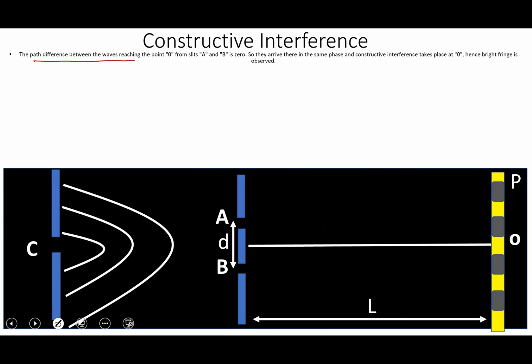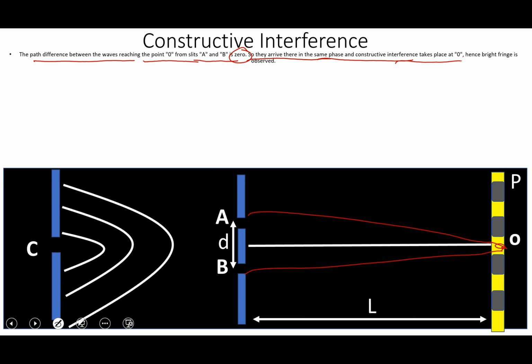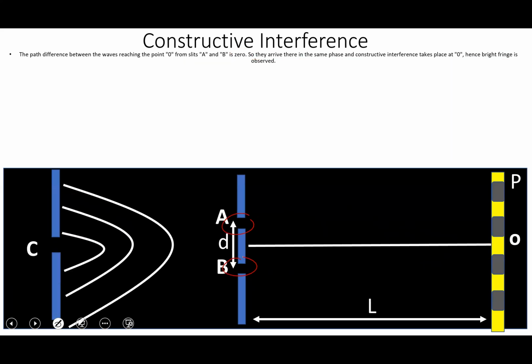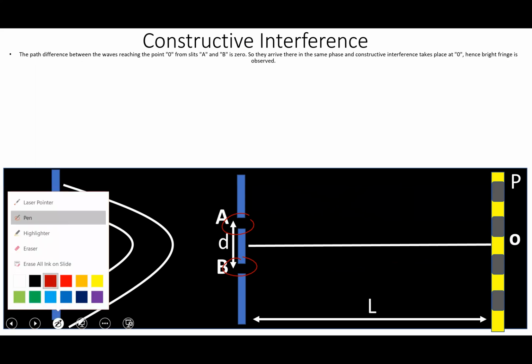The path difference between the waves reaching point O from A and B is zero. That means when they both arrive at the same time at the center point, they will always make a constructive interference because the path difference is zero. So they arrive in the same phase and constructive interference takes place at point O. Hence, a bright fringe is observed. That means at this point there is always a bright fringe, because there is no path difference at this point. So that is why there will be a constructive interference in this case.